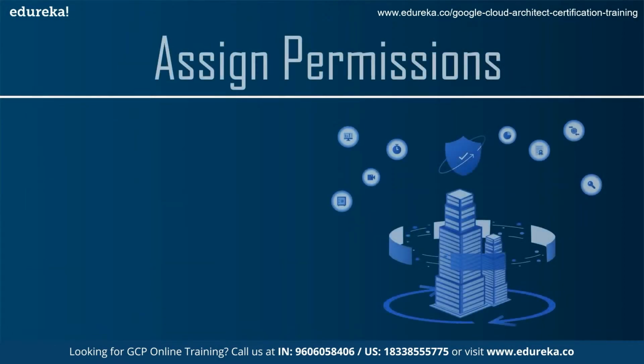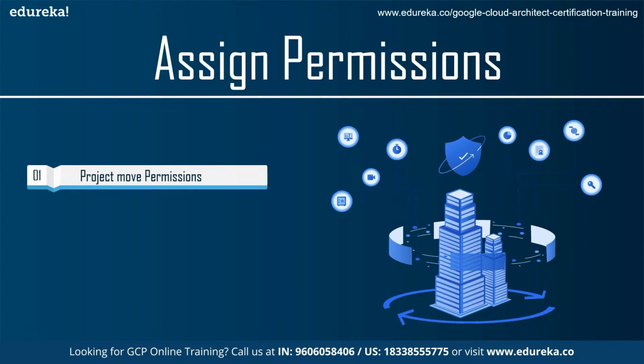So after creating a migration plan, assign permissions as well. Note that when assigning permissions related to a cross-organization migration, you must designate the roles on the same member email address in both the source and the destination organizations. You need the following permissions to move a project between organizations. To gain these permissions, ask your administrator to grant the suggested role at the appropriate level of the resource hierarchy. So the first is project move permission.